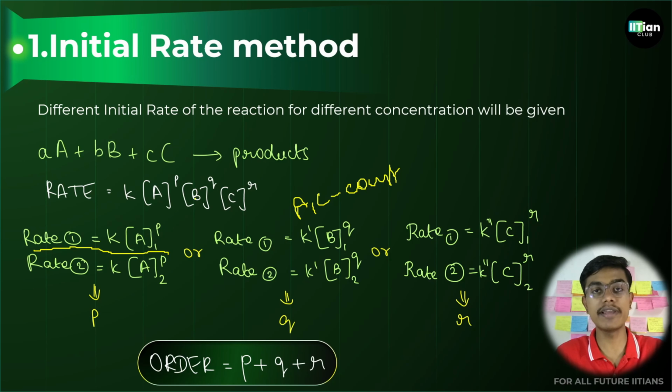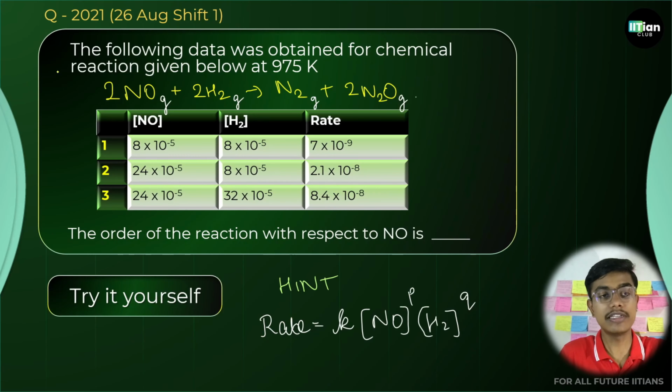When we see the next question, you'll understand that one. Similarly for C, and from this we'll be able to find out P, Q and R. When you sum it up, we'll get the order. That's the concept behind that. We'll be quickly revising this concept using two PYQs, starting with this 2021 question.